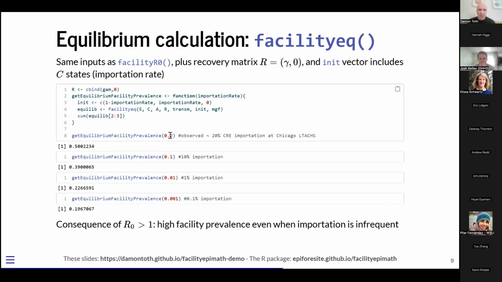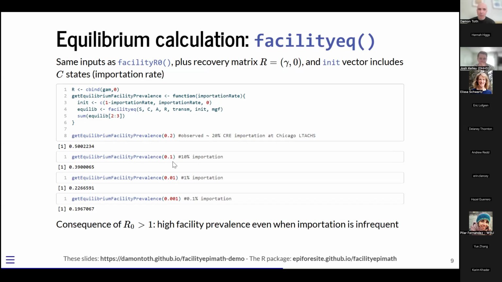And so you can see here if you put in a high importation rate of 20%, so 20% of patients coming in are colonized with CRE, which is about what they were actually observing in those Chicago LTACs, then the equilibrium prevalence because of transmission is 50%, which is also what they were seeing in the Chicago LTACs. So that kind of relationship there is how we derived the parameters of the model that fit that.